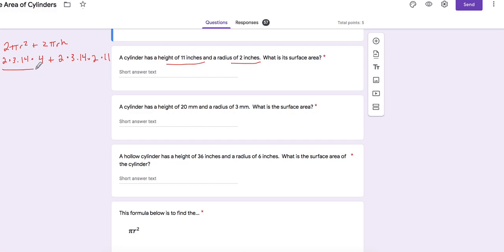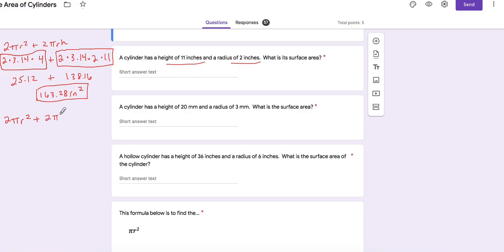So this boils down to this question and this question. We just have to go ahead and multiply them both out. This is going to give me 25.12, plus, and this will give me 138.16. From there, the only thing we're left to do is add them together. So I have 163.28, and that's going to be inches squared. Again, this is just a matter of, we have the formula. You're always going to have that. We just fill in the things that we know from the question, and we just do the math.